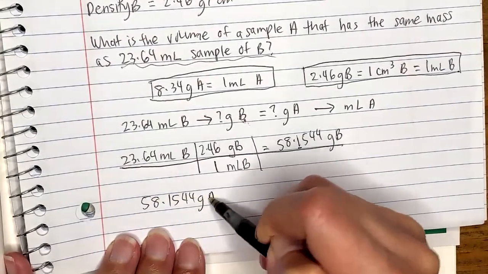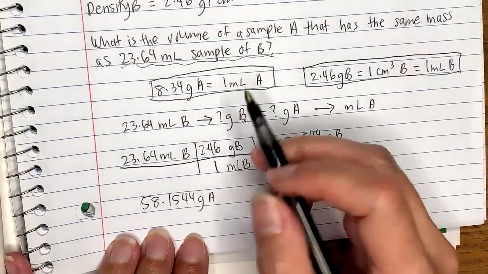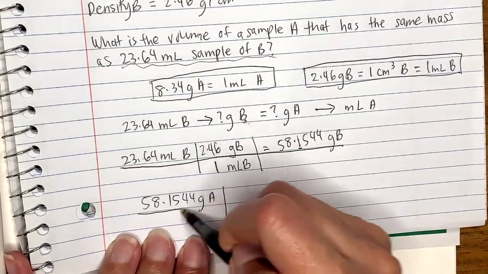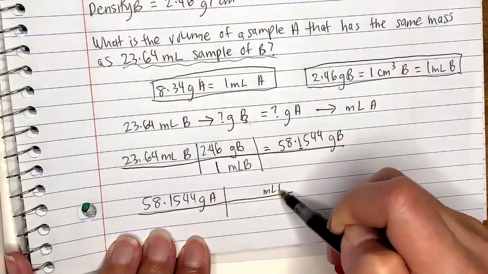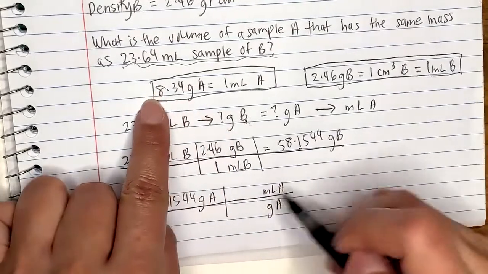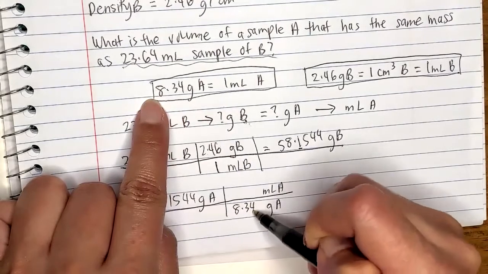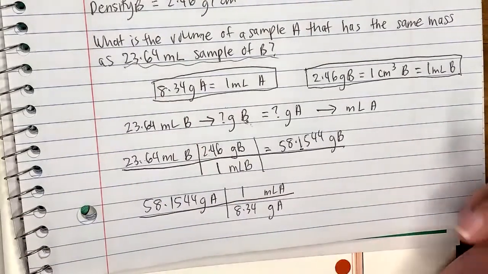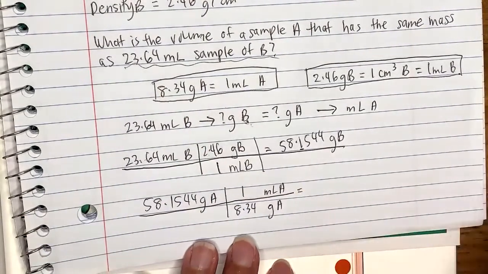58.1544 grams of A. And then I want to convert it. I want to turn it into mils of A now. So I have to take grams of A on the bottom and cancel it out. So grams of A is 8.34 on the bottom and 1 mil on the top right there. And I will be able to get my answer now.